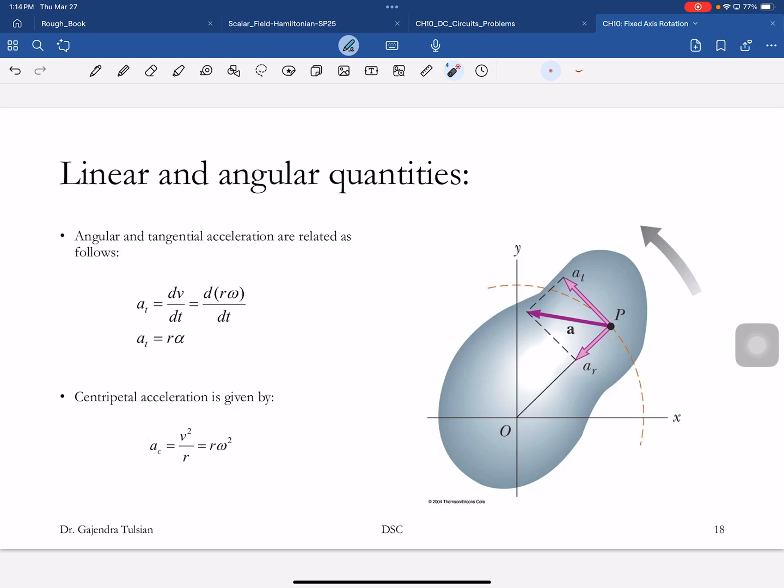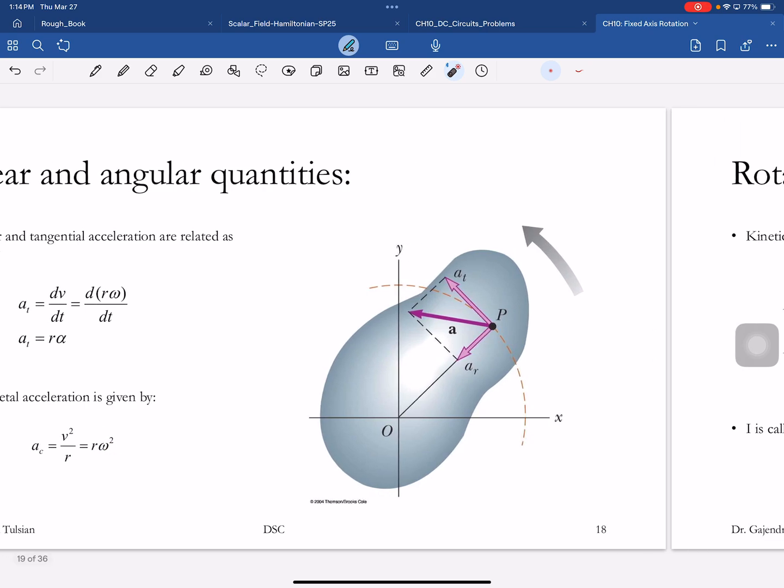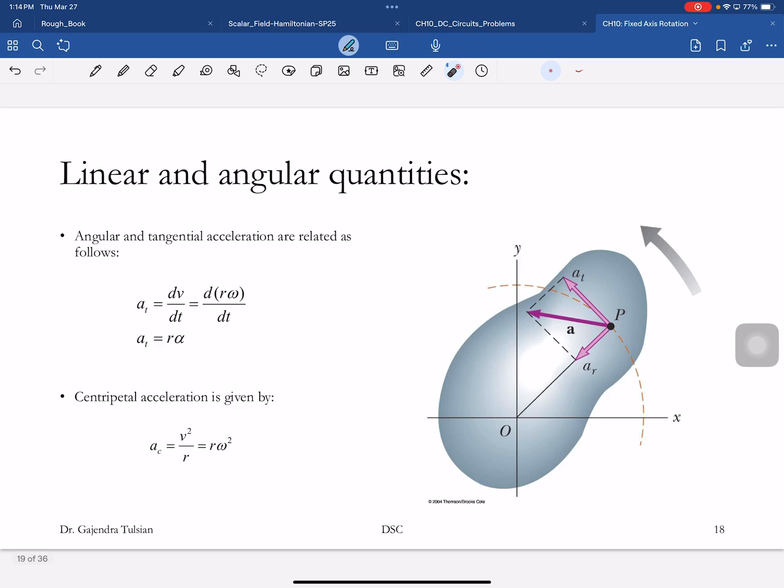Here's centripetal acceleration, which is r times omega squared, or v squared by r. Again, this has to be in radians per second. So the message is: anytime you have a formula that relates linear quantities to angular quantities, the angular measure has to be in radians.